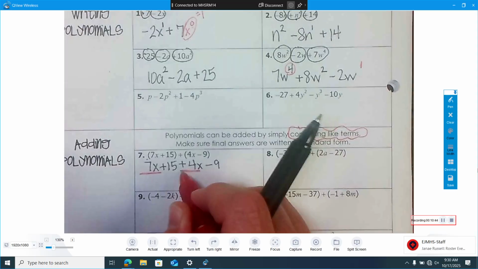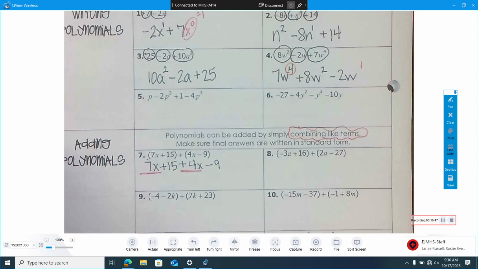7x's plus 4x's. Where's it for? I test, I think. What is it for, guys? I test, yeah. All right, here we go.